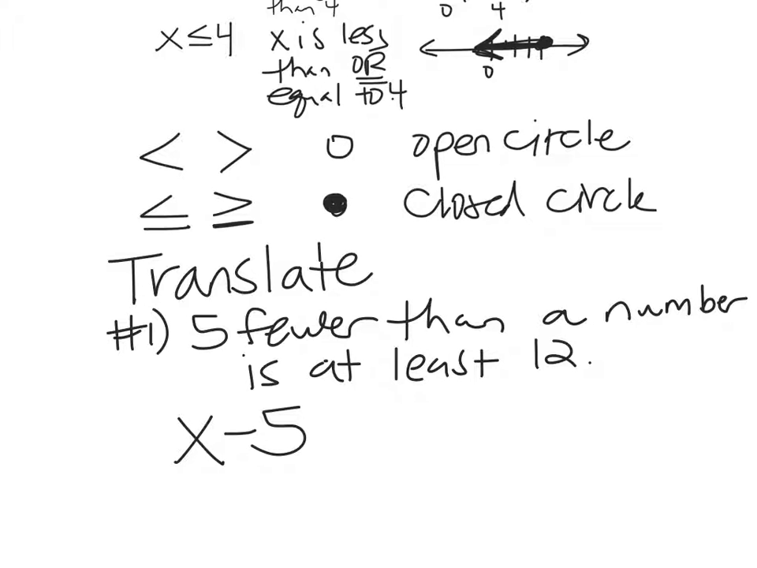All right, 5 fewer than a number is at least 12. Okay, here's the tricky part. If this number right here, this X minus 5, is at least 12, that means it's what? Greater than or equal to 12. Yes. The number that we're talking about is at least 12. So it could be 12, 13, all the way up, even decimals.